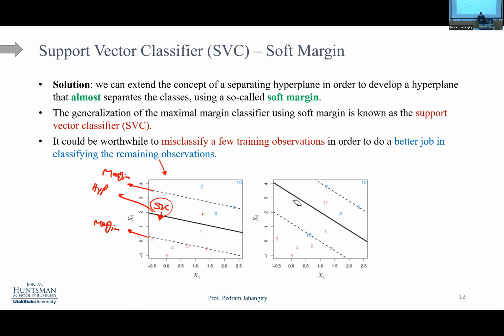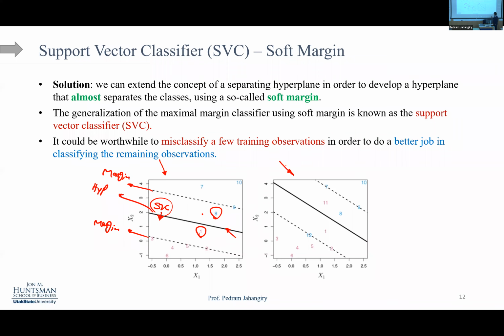OK? And guys, here, still, you're using soft margin because you're allowing for some kind of misclassification on the wrong side of the margin. On the right-hand side, here's a question for you. What observations are on the wrong side of the margin? 1 and 8 and 11.